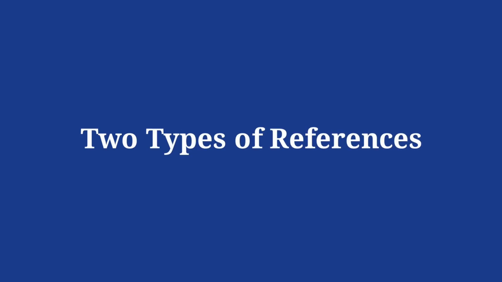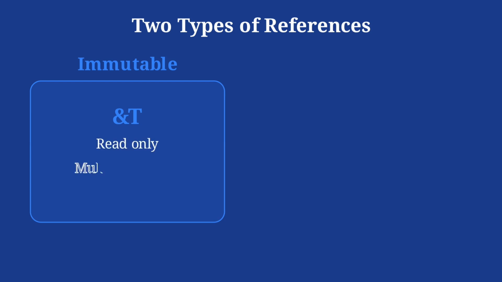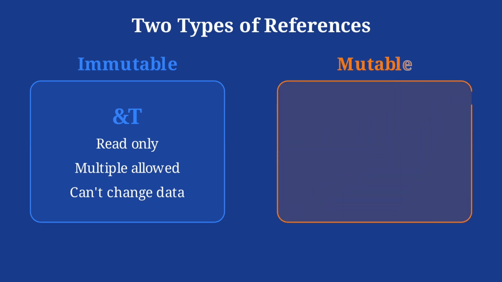Rust actually has two kinds of references, and understanding the difference between them is essential. First, we have immutable references. The syntax is just an ampersand followed by the type. These are read-only references. You can have as many of them as you want, all looking at the same data. But none of them can change that data. They're observers.